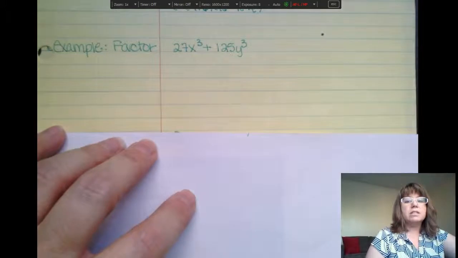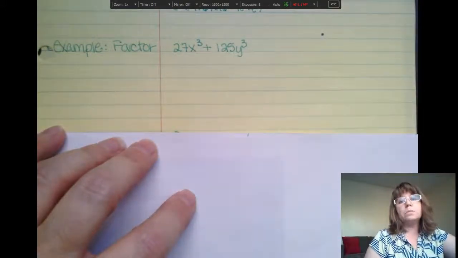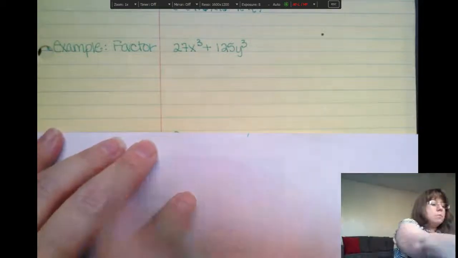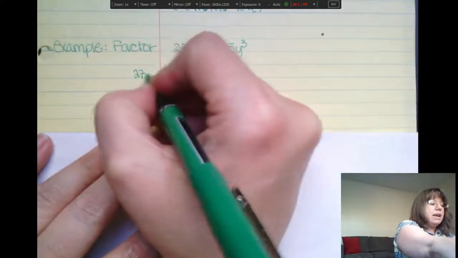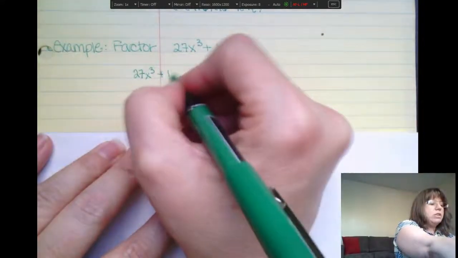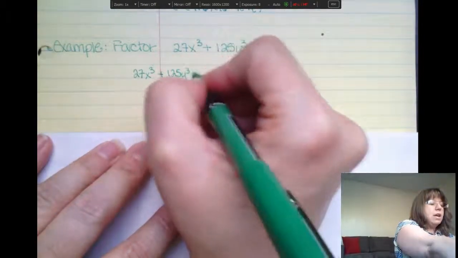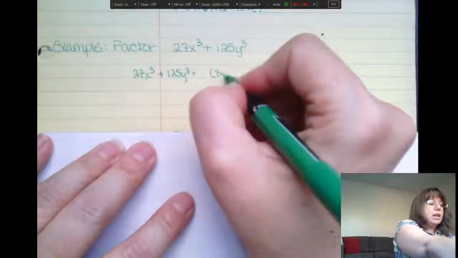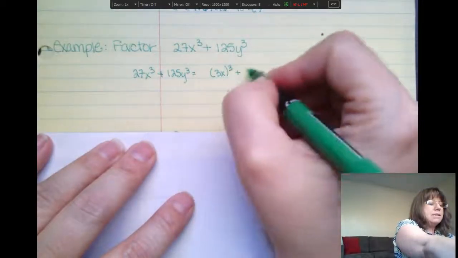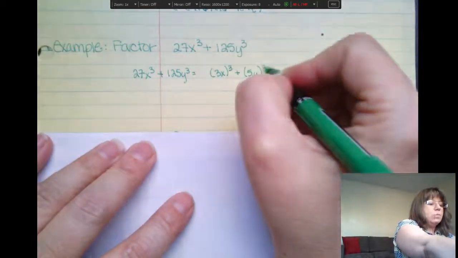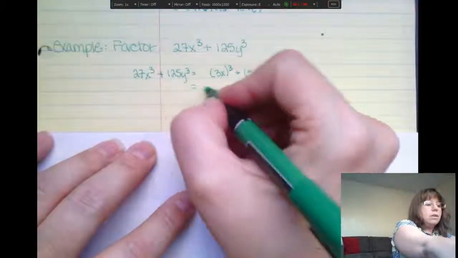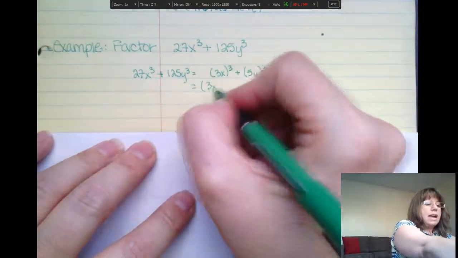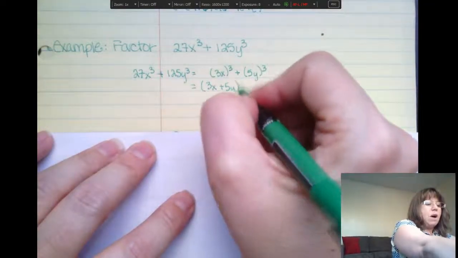27x cubed plus 125y cubed. Now on first inspection, maybe you don't see that it's cubed, but I can rewrite it into the sum of cubes. So 27x cubed plus 125y cubed, I can write as (3x) cubed plus (5y) cubed. And because I have the sum of cubes, my first term is going to be 3x plus 5y.